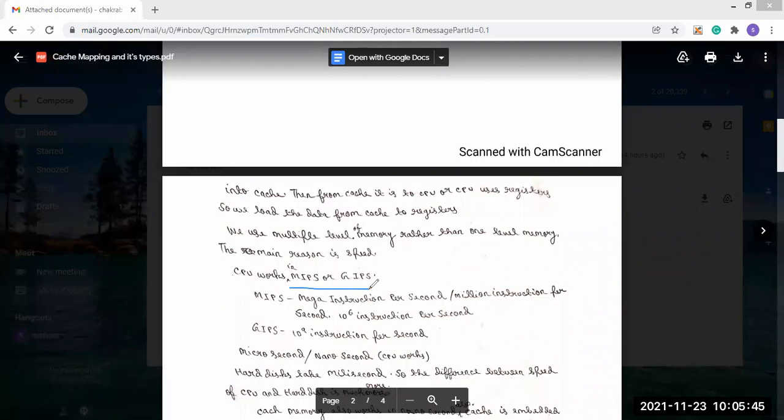Whereas our secondary memory works in milliseconds. The CPU works in microseconds, or even faster, but the hard disk takes milliseconds. So the speed difference between our hard disk and our CPU is very large. But our hard disk works on what?